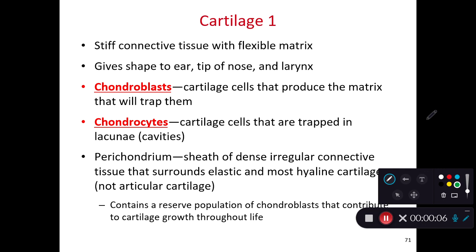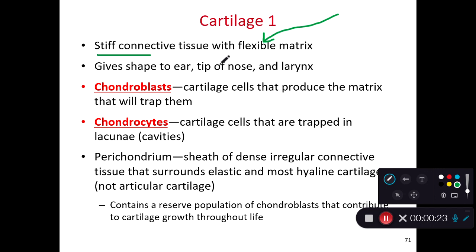Hey class, in this recording, we're going to be focusing on cartilage, bone, and blood. As we look at cartilage, it's a stiff connective tissue. Also, it's going to have a little bit of flexibility to it, and there's different kinds of cartilages that have varying degrees of stiffness and flexibility to them.